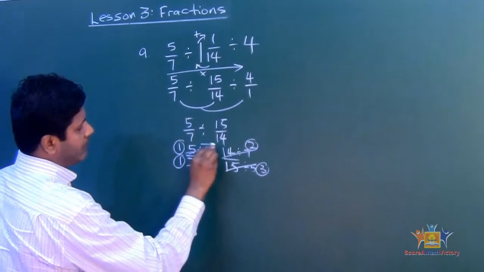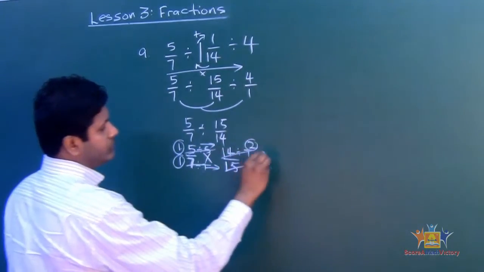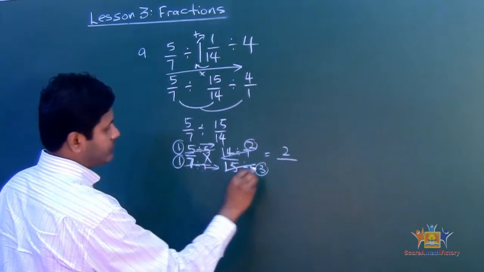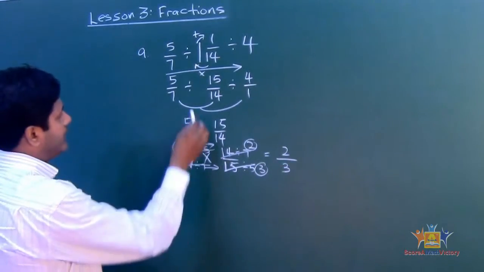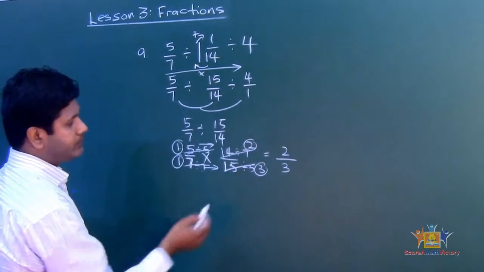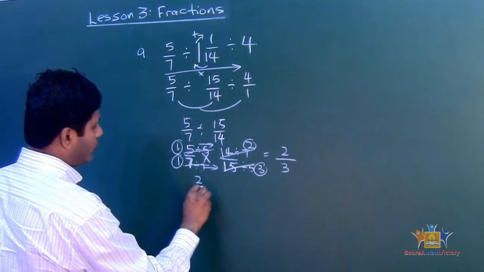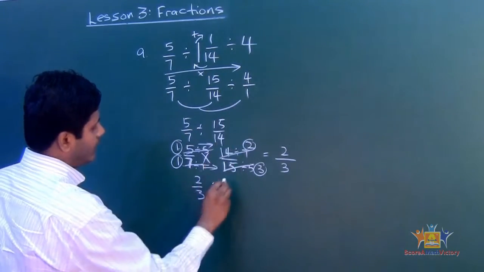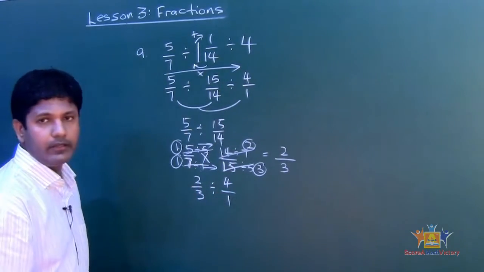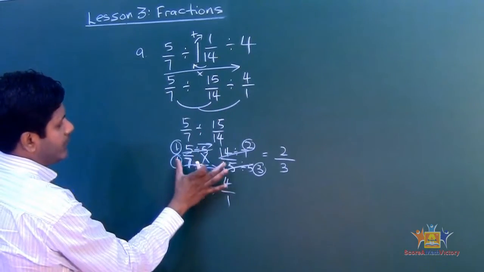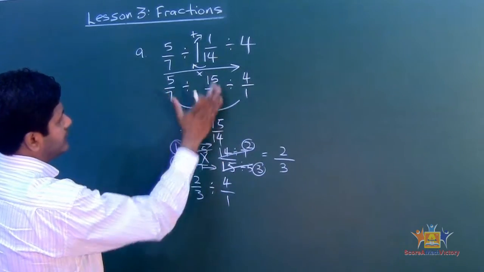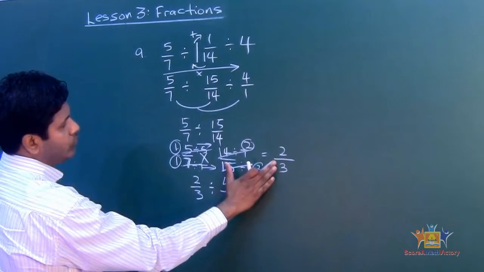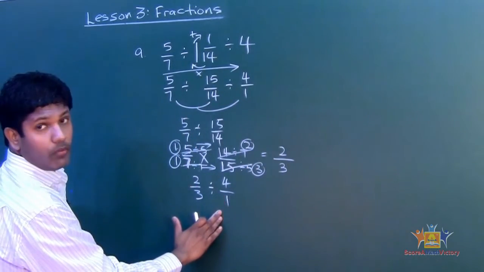So, now I'm going to use the double arrow method. 1 times 2 is 2. 1 times 3 is 3. Okay, so I did this part. Now I got this one. I take 2 over 3, divide that by 4 over 1. See what I did? This is what we did right now. That's why I gave that one. I'm substituting that with 2 over 3 and then dividing it by 4 over 1.